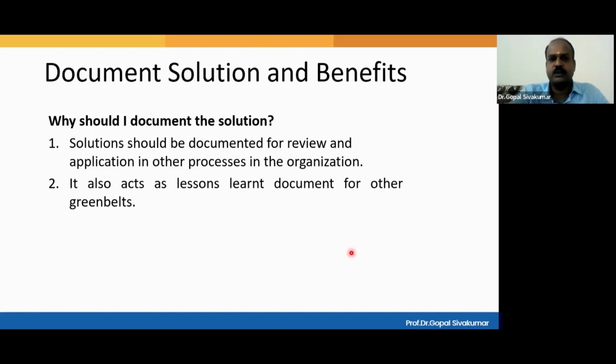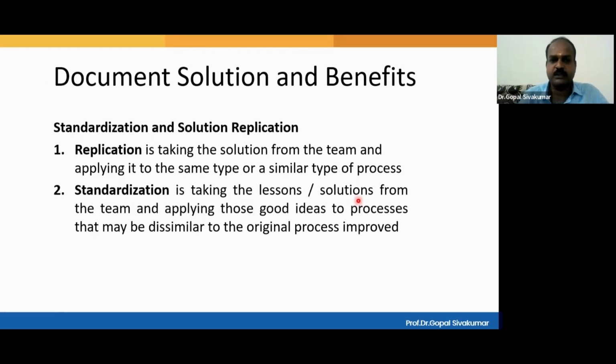Why should we document the solution? We should document the solution for review and application in other processes in the organization. Sometimes a similar solution might be required in some other areas also. That is called replication. It also acts as the lessons learned document for other green belts.